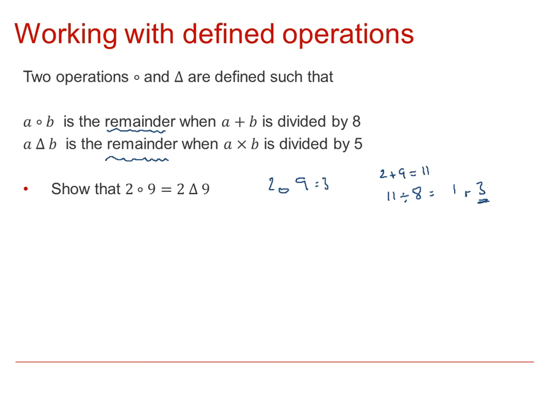And we can look at 2 triangle 9. Well, here we've got to multiply, so 2 multiplied by 9 is 18, and now we're dividing that by 5, and 18 divided by 5 is equal to 3 remainder 3. And again, it's the remainder, so that is 3 as well. So these are both equal to 3, therefore 2 circle 9 is equal to 2 triangle 9.